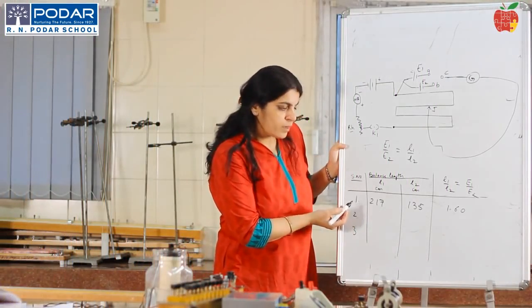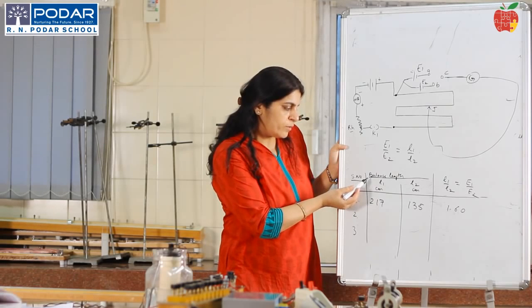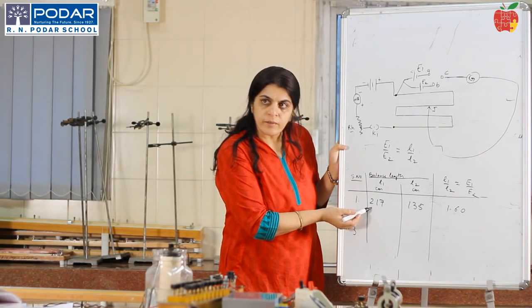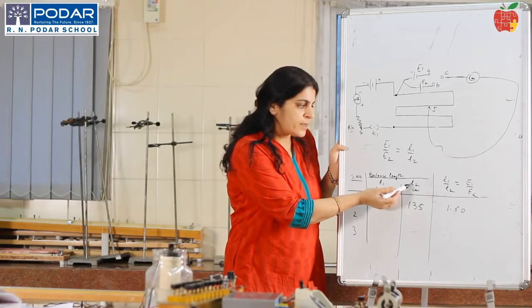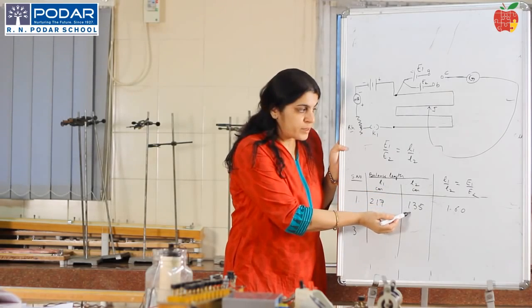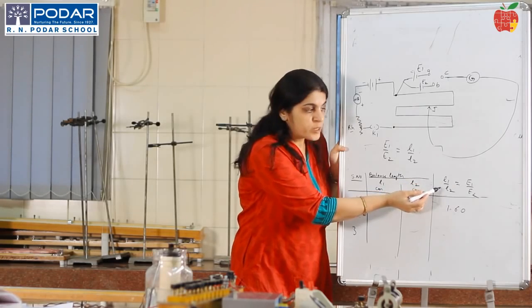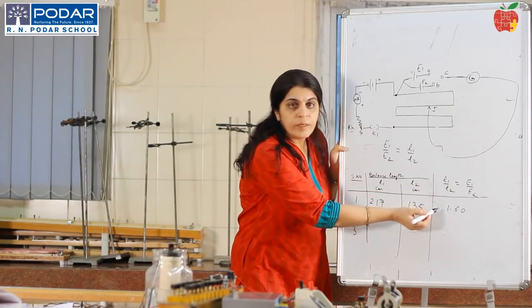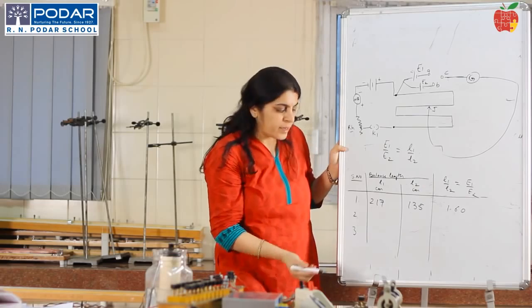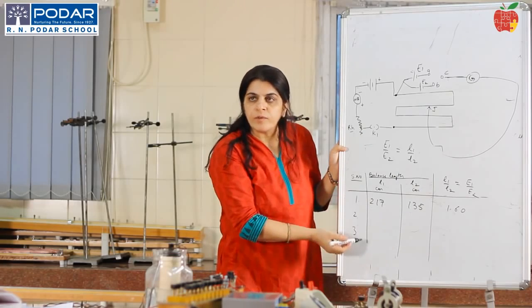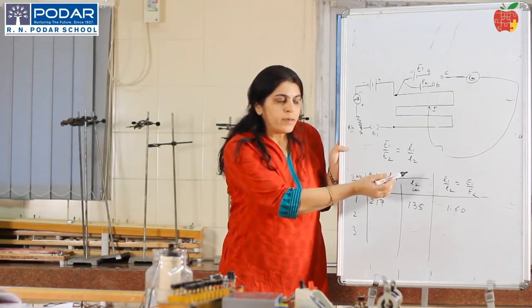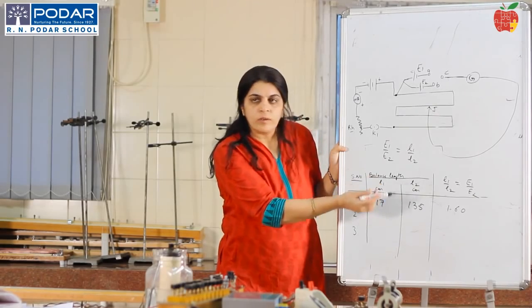Here students, we found the first balancing length with the Leclanché cell, L1, as 217 centimeters and with the Daniell cell, L2, as 135 centimeters. When you put this in the observation table and calculate L1 by L2, which is equal to E1 by E2, it will be equal to 1.60. The rest you can calculate for different values of L1 and L2, and you will find the ratio L1 by L2 will always be this.